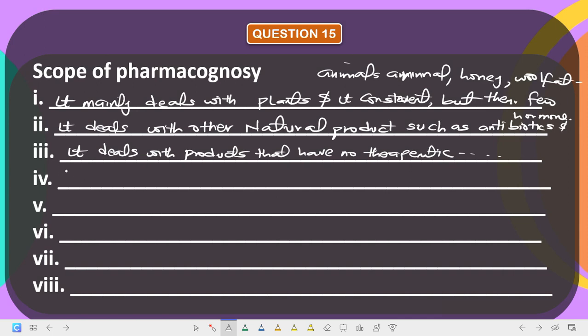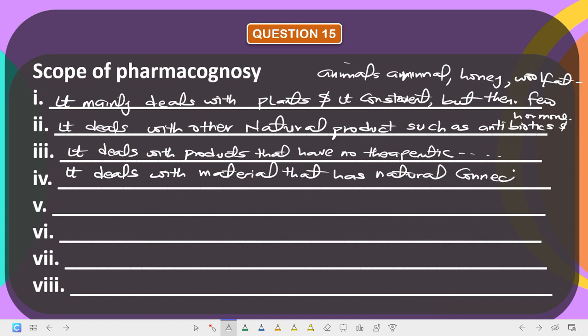Then it deals with materials that have natural connection with pharmacognosis, like hallucinogens, pesticides, insecticides, etc. Then another one is the branch that is related to chemistry, which is called phytochemistry.